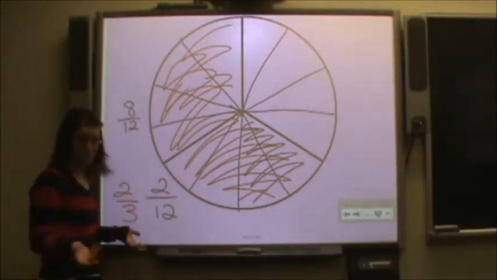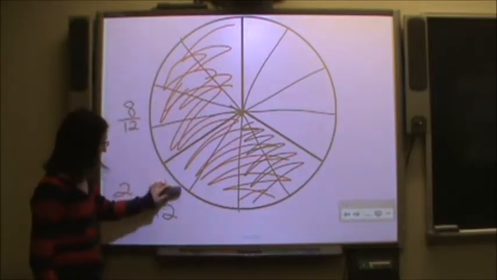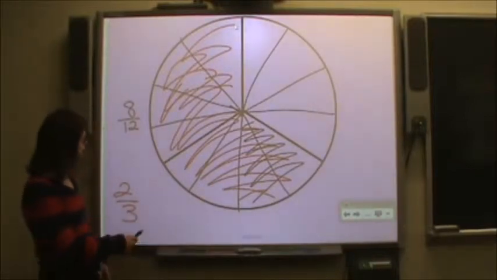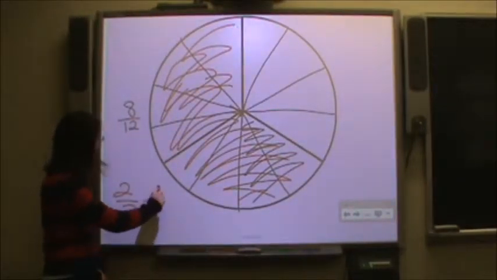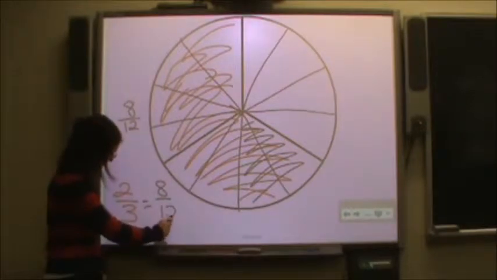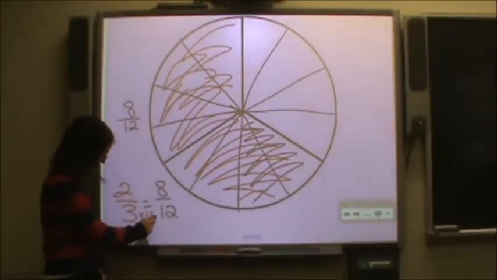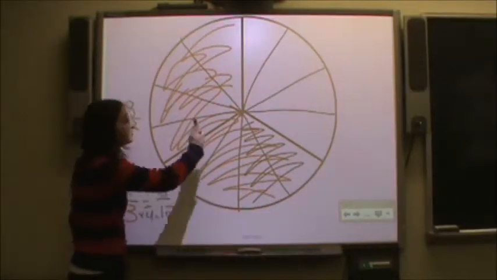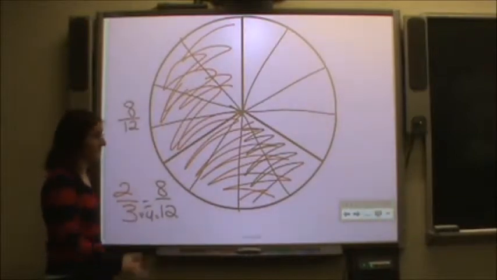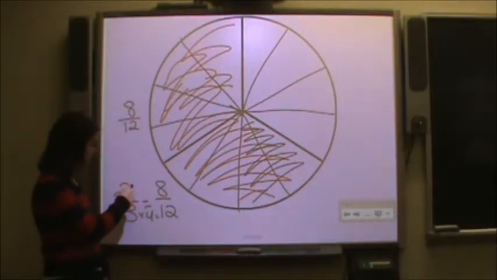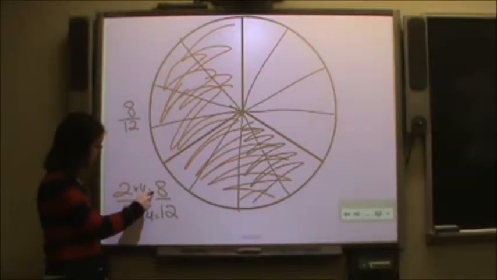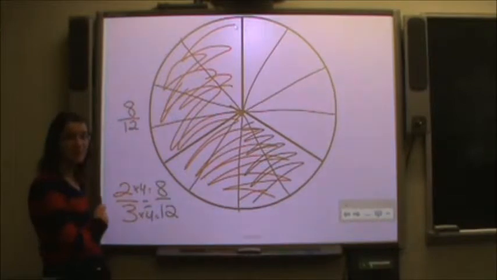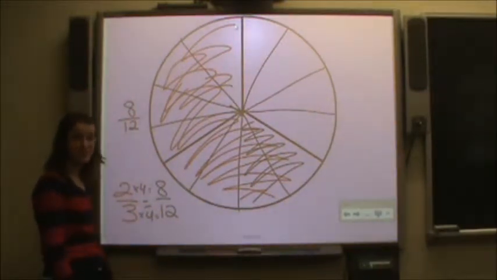Now, something you may have noticed, you may not have. I'm going to actually erase this so we don't get confused, since that's not an equivalent fraction. Something you may have noticed is that 3 times 4 equals 12. We split each third into 4 pieces, so that's now 3 groups of 4 that we made, technically. So now we have 12 pieces. Well, 2 times 4 also equals 8. So if you multiply the numerator and the denominator by the same number, you're going to find an equivalent fraction.